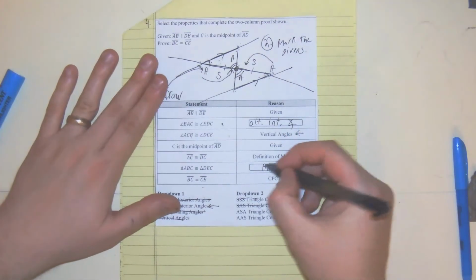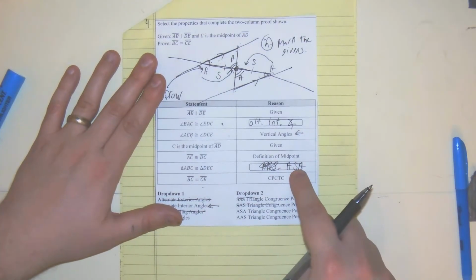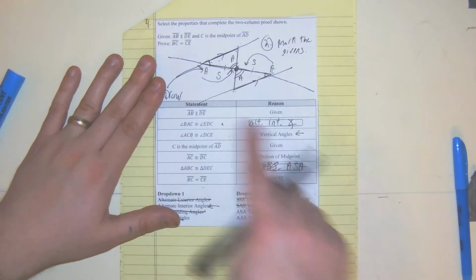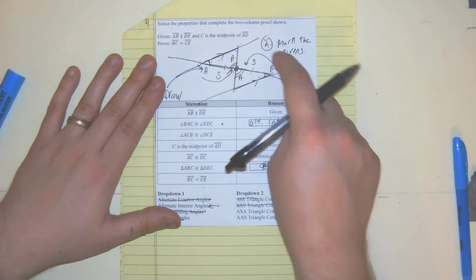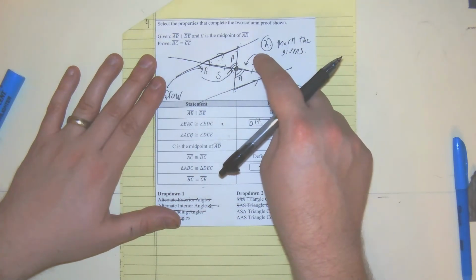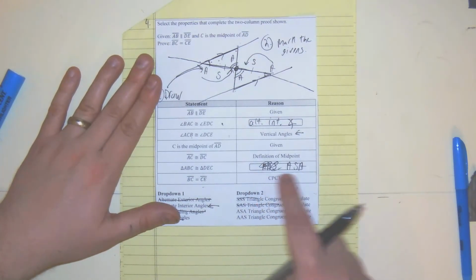Oh, not angle, angle, side. What am I saying? Angle, side, angle. Yeah, make sure you check your work before you go, because it goes from an angle to a side to an angle. It goes from the alternate interior angle to the midpoint side length to the vertical angle. So it's angle, side, angle, not angle, angle, side. Angle, side, angle.